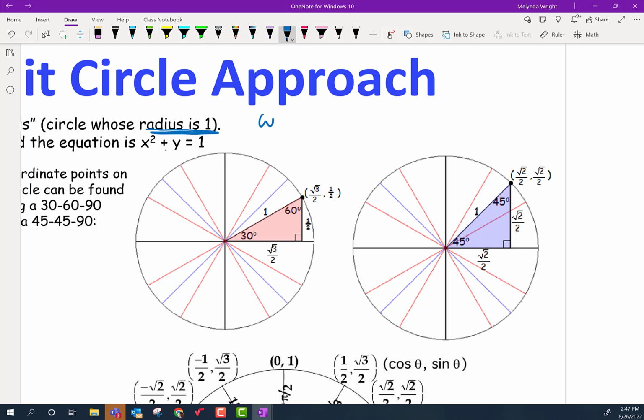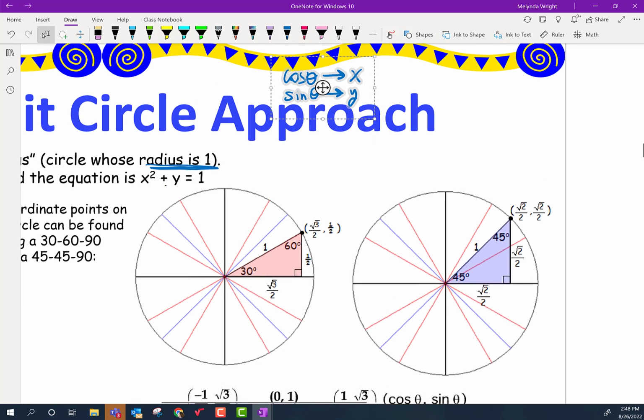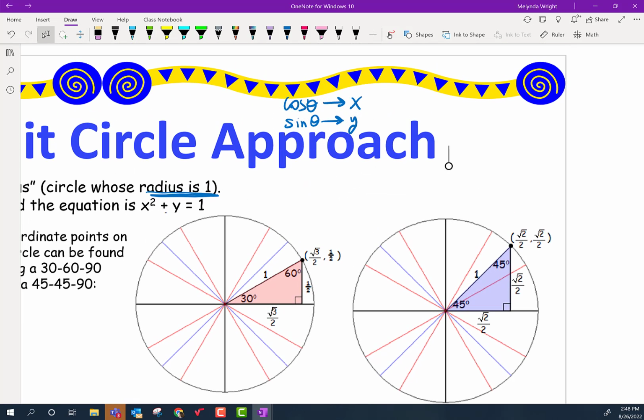So cosine is mapped to the x value on the unit circle, and sine is mapped to the y value on the unit circle. That's just something you actually have to memorize, that cosine is x and sine is y. I remember it by alpha order, right? C comes before s, cosine, sine, x, y. That helps me remember which is which. But that's just something you've got to commit to memory. So I'm going to move this over here a little bit because I've got more stuff to do. So cosine is x and sine is y.